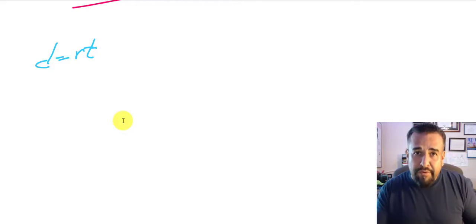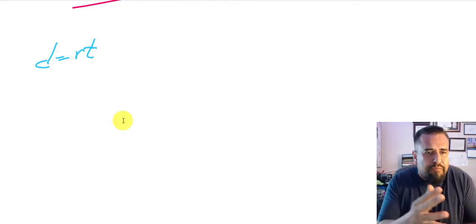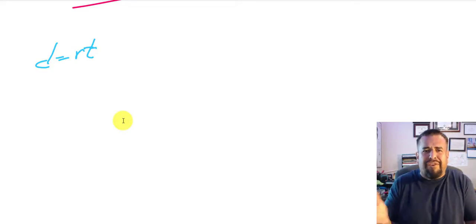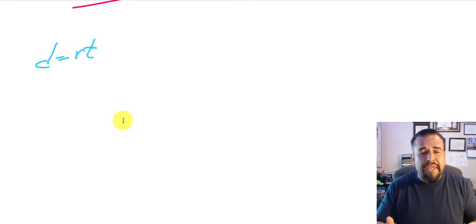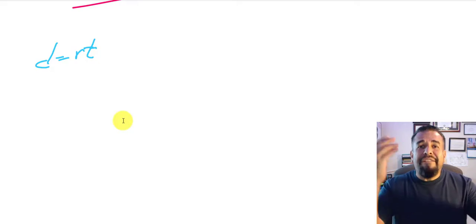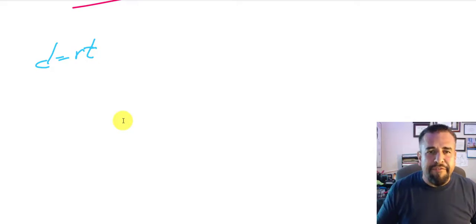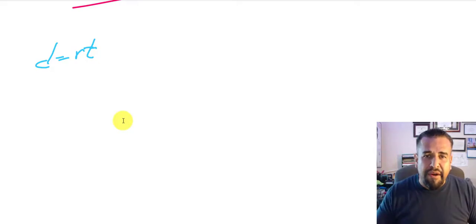When it's all variables, this is where people get stuck. They're like, well, I don't have any numbers. How do I solve for a letter? Yeah, a variable. Well, simple. Follow the same steps you just did before with the variables.